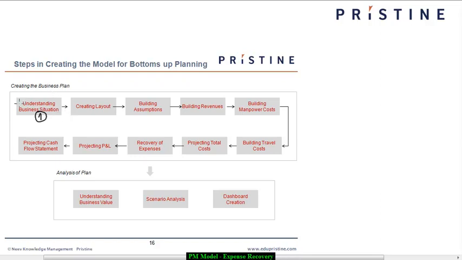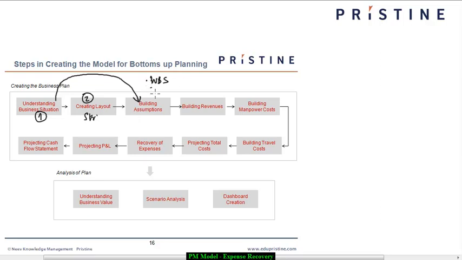Once we had a clear and broad understanding about the business situation, we created a layout or a structure. That was the next step, essentially creating the layout or the structure for the model. Once we had the layout, we built the assumptions based on the understanding of the business situation. Again, the assumptions were based on the work breakdown structure. Essentially, how many resources are going to be deployed and where are they going to be deployed.